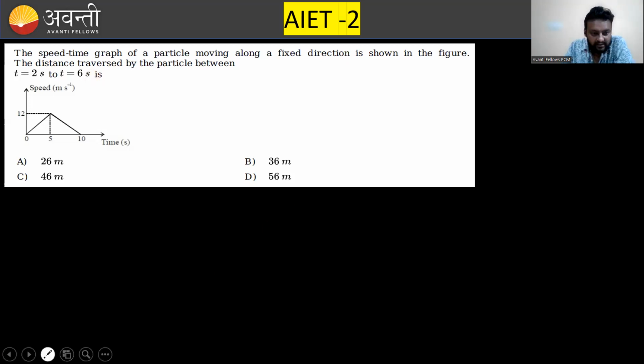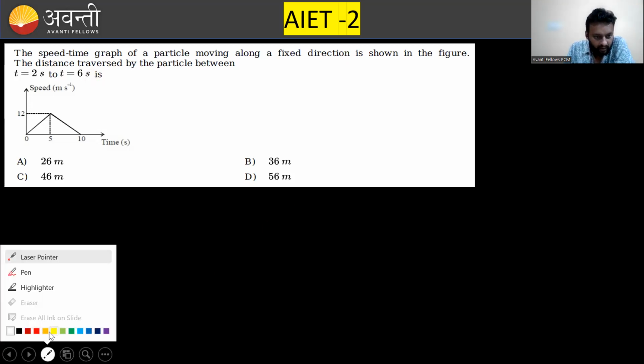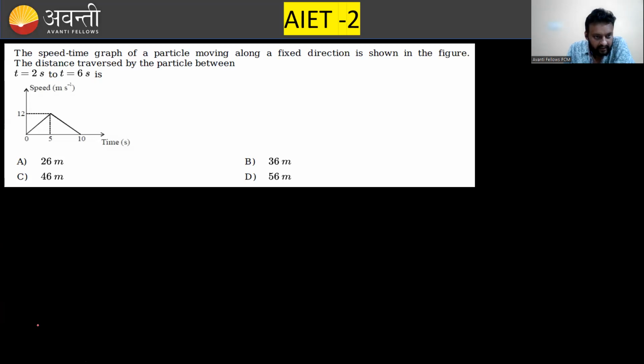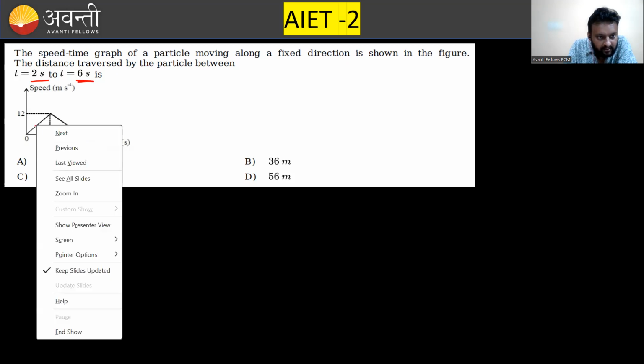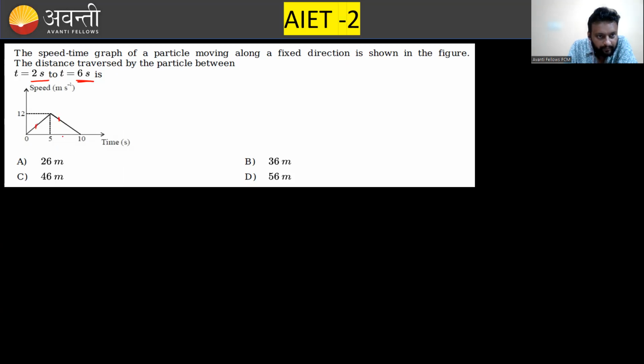But if I see the question, it is saying from t equals to 2 second to 6 second. If I see, 2 second will lie something here and 6 second will lie something here. So you just need to calculate the area of this portion only, which is not a very easy task, I will say. So you can use kinematics for that as well.